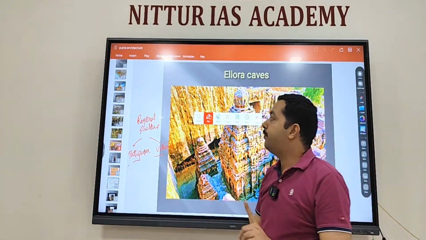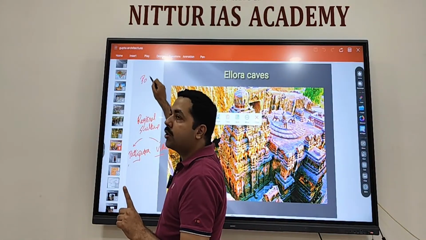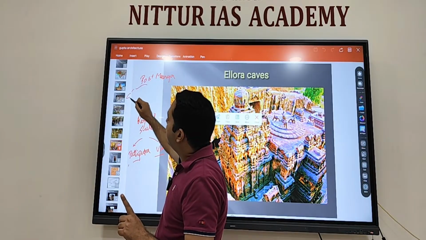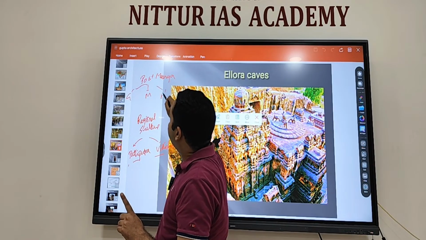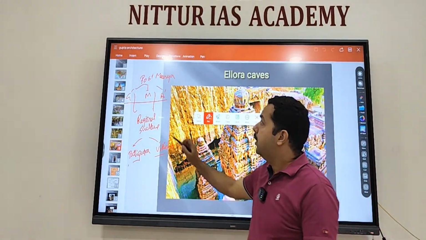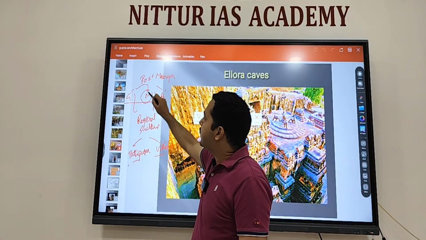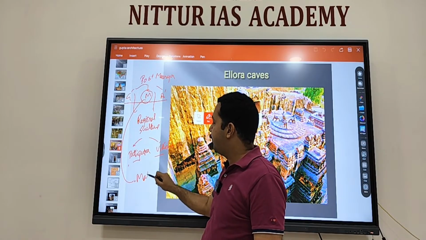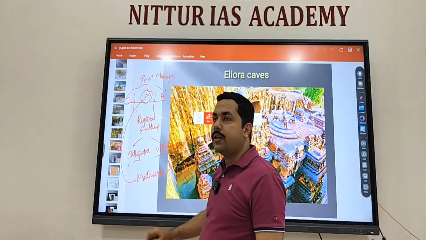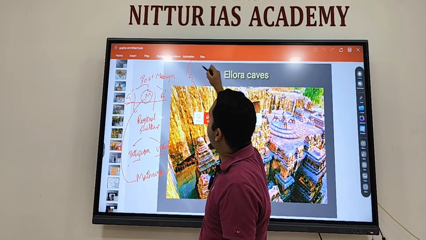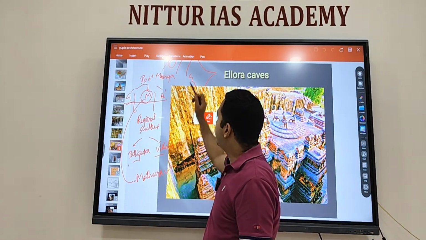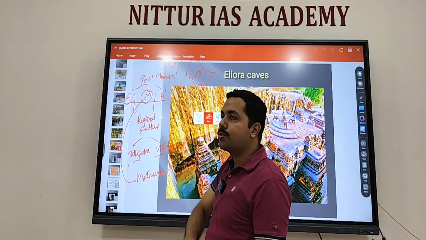Fine. So, if you remember the post-Mauryan period, we talked about 3 schools of sculpture. What are the 3 schools of sculpture? Gandhara, Mathura and Amravati schools. Now, in case of the Guptas, this Mathura school continued. Gandhara used to be practiced in the northwestern part. Mathura used to be practiced over here. Amravati used to be practiced over here.